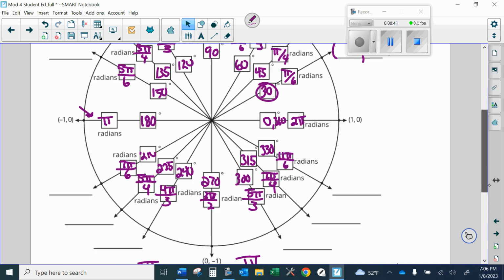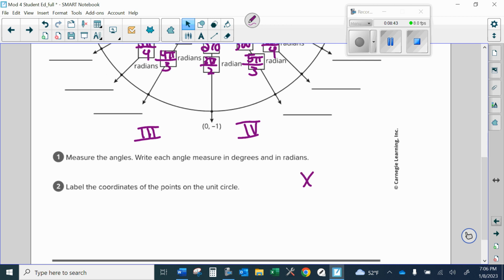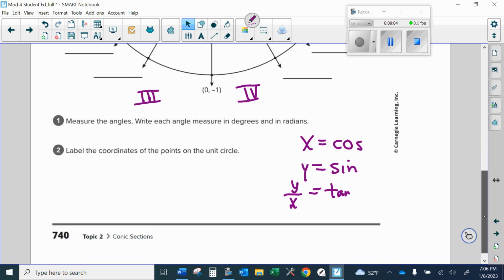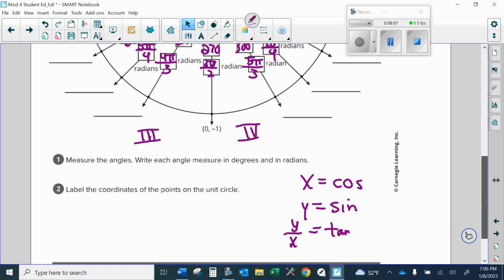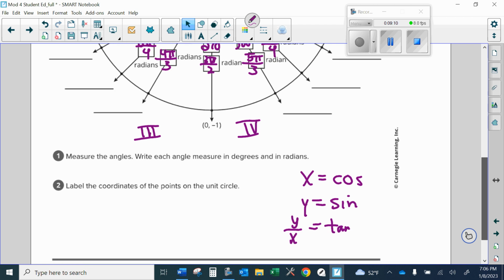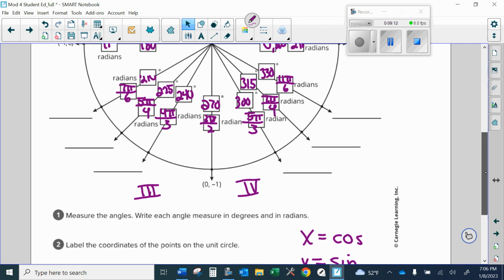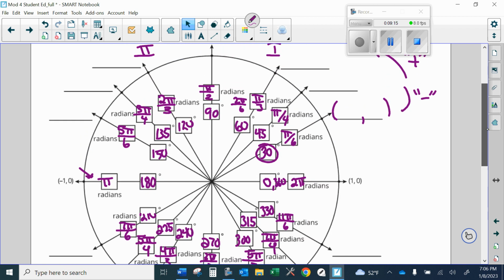Now, I mentioned before, the x coordinate is cosine, the y coordinate is sine. Okay, tangent would be y over x. Sine divided by cosine is tangent. Some unit circles will have a third spot to put tangent in there, and they'd have you divide the y by the x. This does not have it. This just has the x and the y coordinates to put in there.